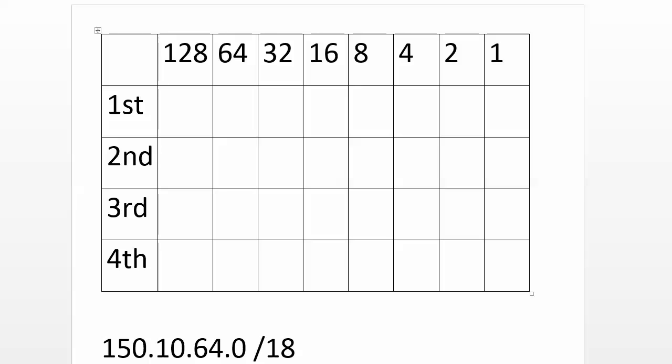With 150, we know we can subtract 128 from 150. That leaves us 22. You can't subtract 64 or 32 from that, but you can subtract 16. So I believe that will be a remainder of 6. You can't subtract 8 from 6, but you can subtract 4 from 6. That leaves 2. That leaves 0. And that's it.